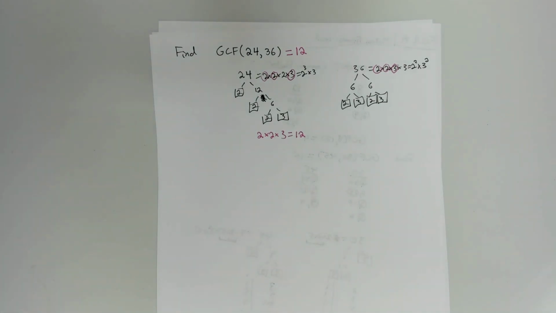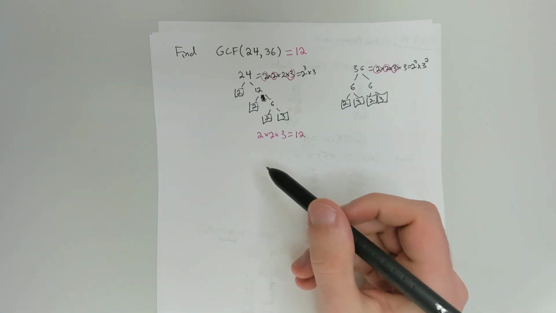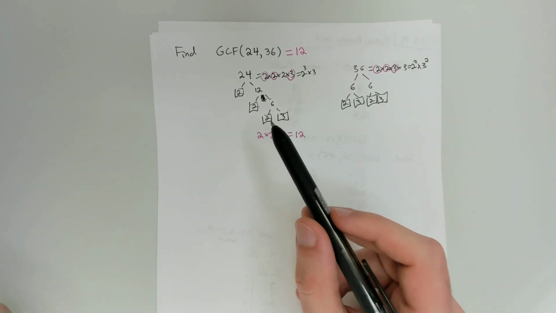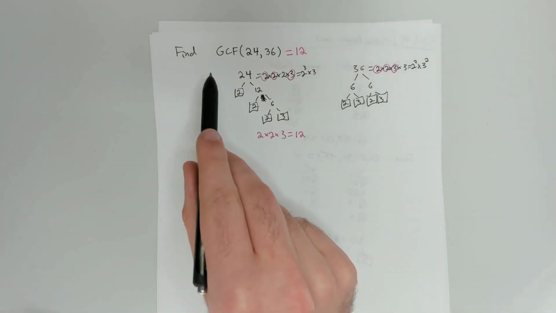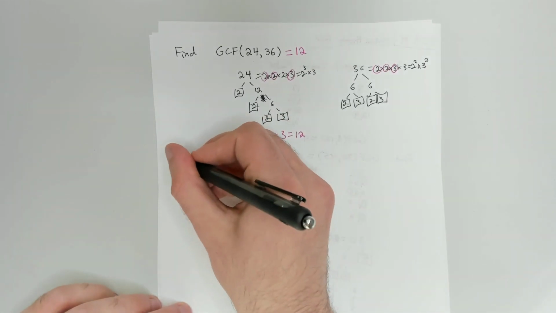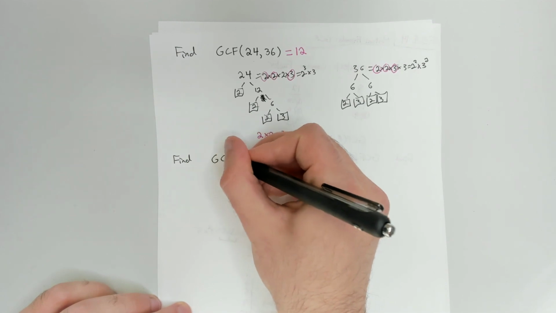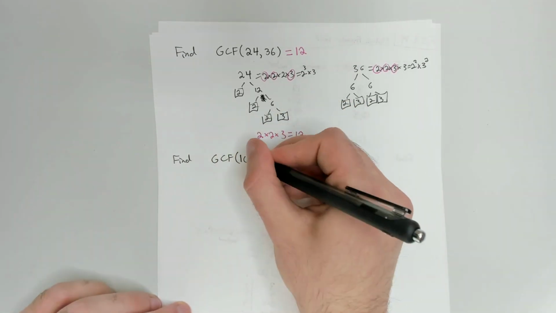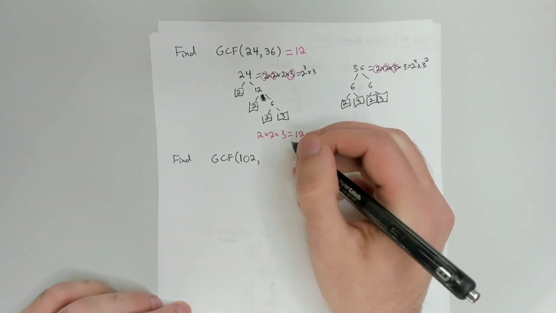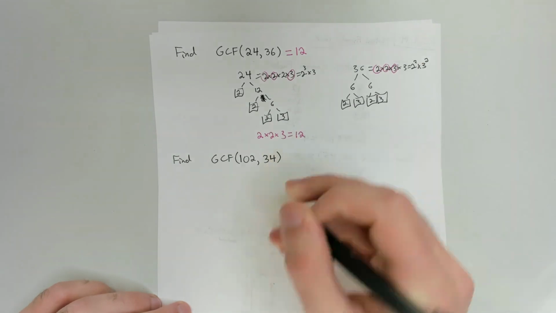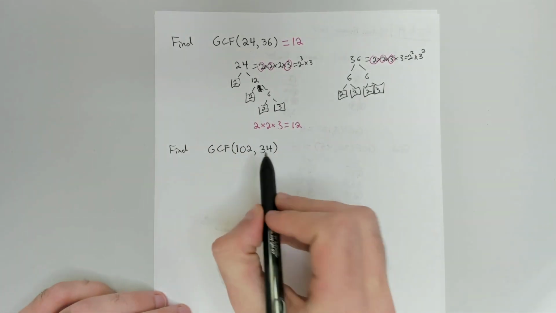All right, let's try one more. But I think you're getting the idea at this point. Basically, we're able to use what we did in the last video about knowing that every single factor can be determined by the prime factors in order to determine a special type of factor, namely the greatest common factor. So let's do some bigger numbers. Let's go with 102 and 34.